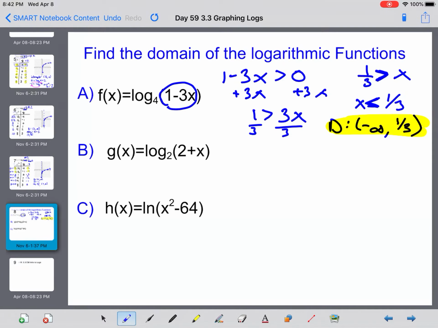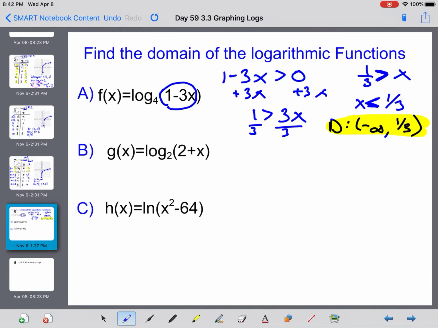And you can kind of just, even test in some values. If I plugged in, say, 0, that would be something that would fall within this domain. 1 minus 3 times 0 would be 1 minus 0, which is 1. I can take log base 4 of 1. It might be an ugly value, but I can certainly do that.